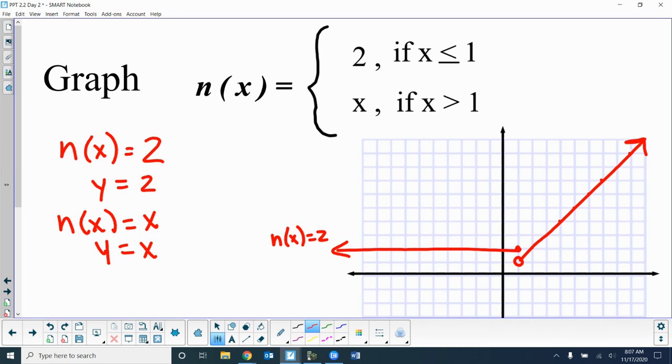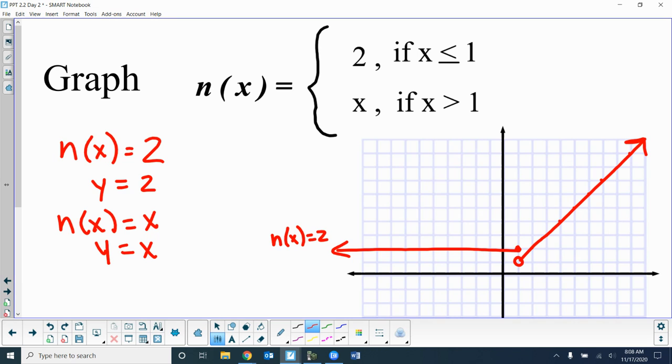That piecewise. The circle means not including 1, 1. When it's actually equal to 1, the answer is 2. All right, but when it's 1.1, then it's 1.1. When it's 1.5, it's 1.5. When it's 1.999, it's 1.999, right? They're equal. So that's what that graph looks like.